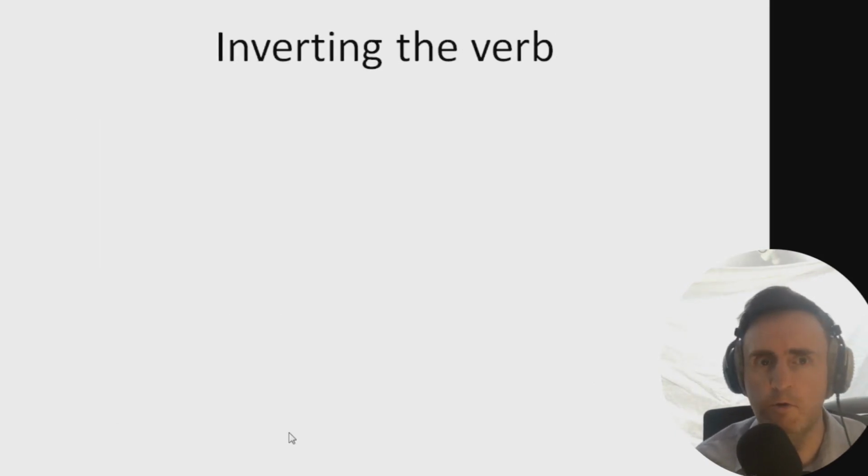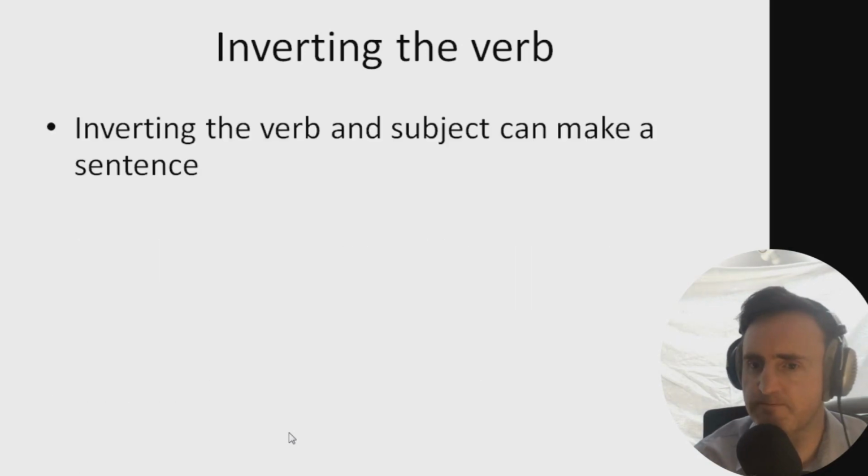Okay, now we're getting serious. So obviously in Japanese the verb is always at the end. Not in English, it's in the middle. And you can flip it around and make a question. And you do that with the subject.